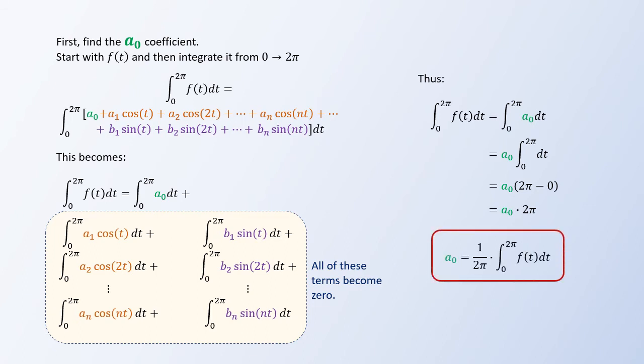Or we can rewrite that as saying that a0 is equal to 1 over 2 pi times the integral from 0 to 2 pi of the function value. Now, at this point you may say, well, I don't know the function value. How am I going to do that? Well, have patience. You'll see that that becomes very, very simple in just a few steps. So hang on.